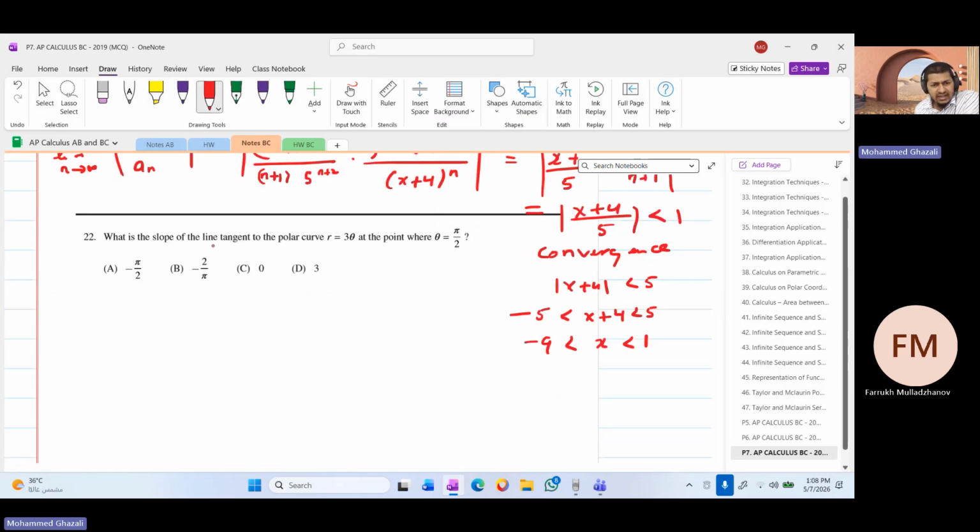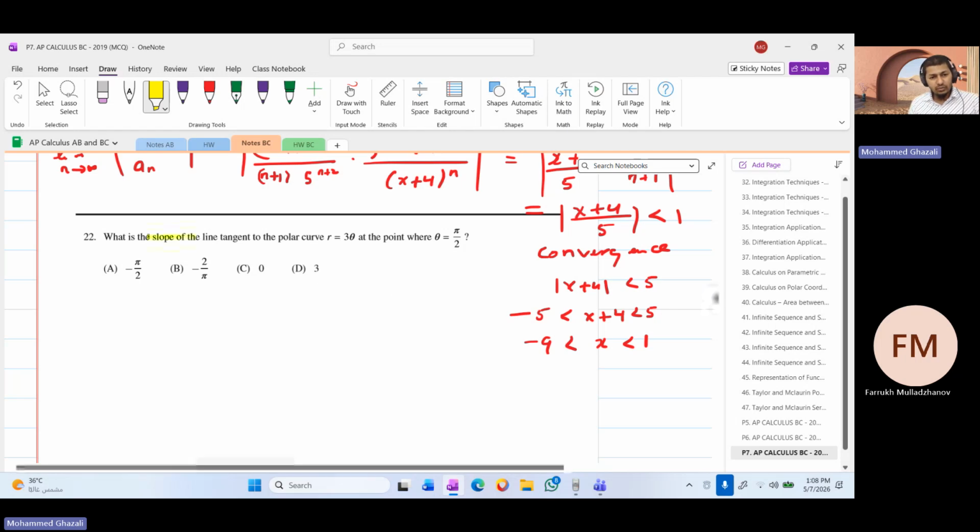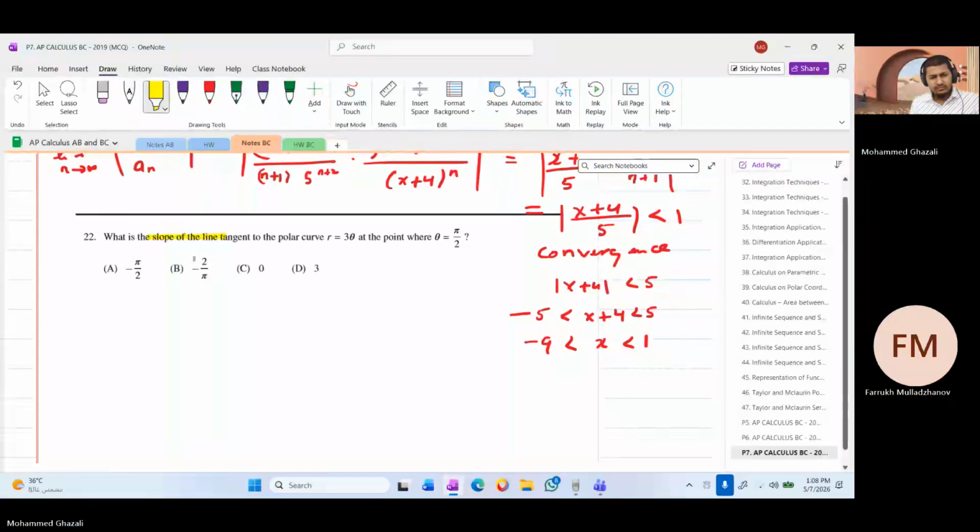What is the slope of the line tangent to the polar curve at the point where theta equals pi by 2? So we have some polar curve, r equals 3 theta, and we want to find the slope of the line. What is the slope of the line? Slope of the line means dy/dx. You want to find dy/dx.